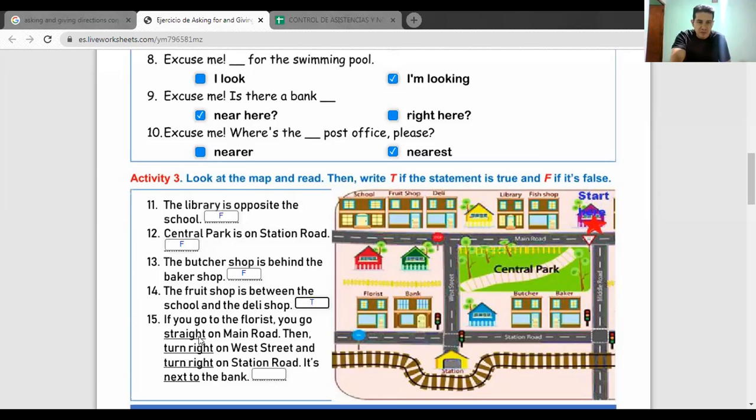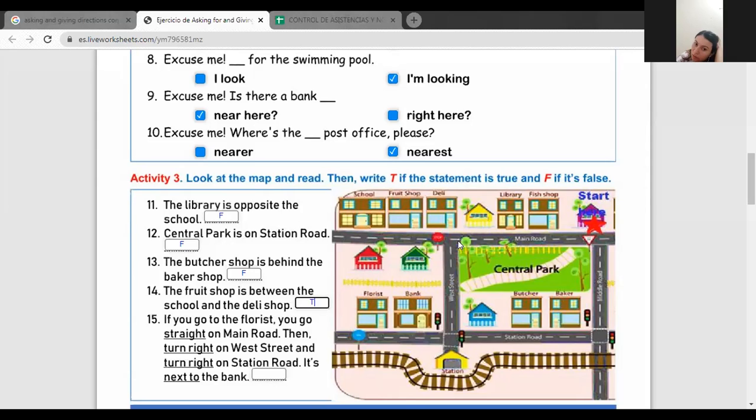True. Okay, if you go to the florist, you go straight. Where is the florist? The florist is here, right here. If you go to the florist, you go straight on Main Road. Then turn right.